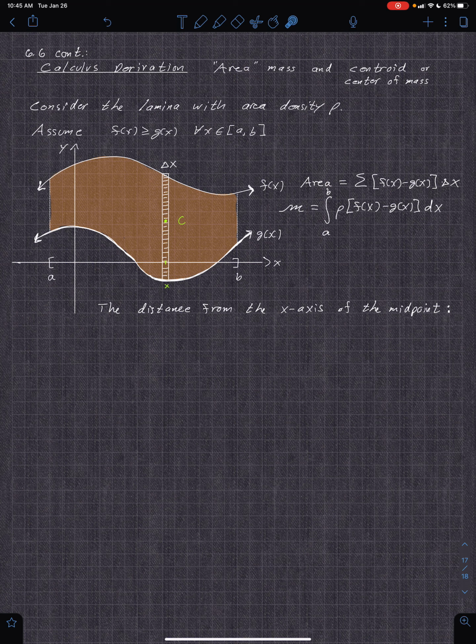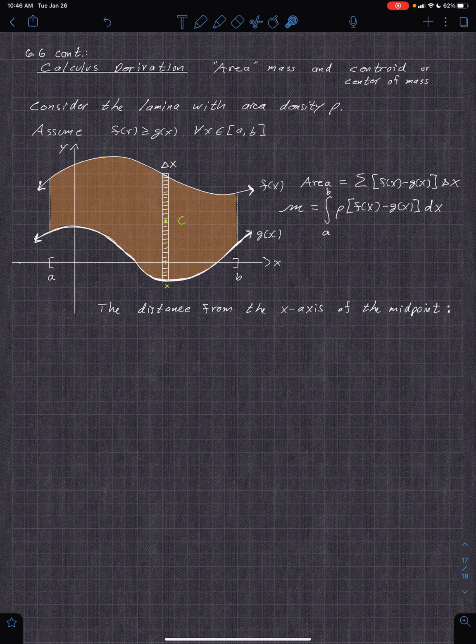And then your x value will be basically right in between. We just choose that, and it's arbitrary because you're going to take a limit, so you can choose the one right in the middle. And then that will be the center of mass of each rectangle. That's what we're after now.